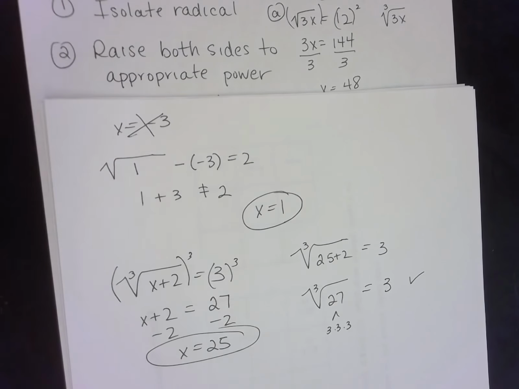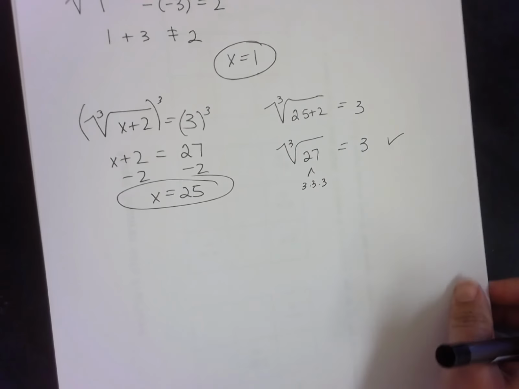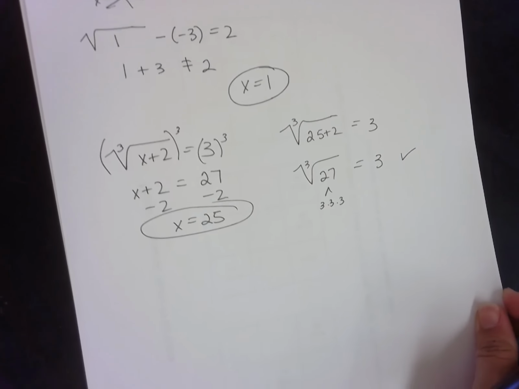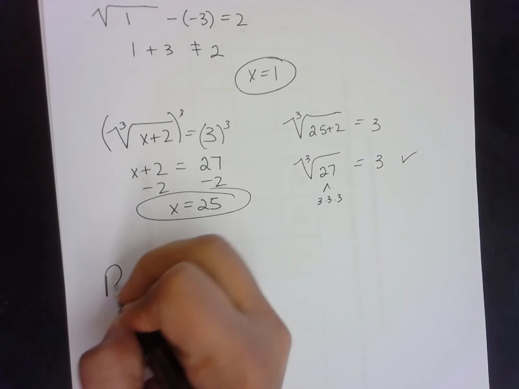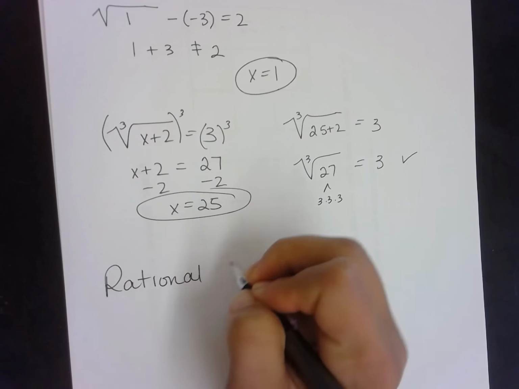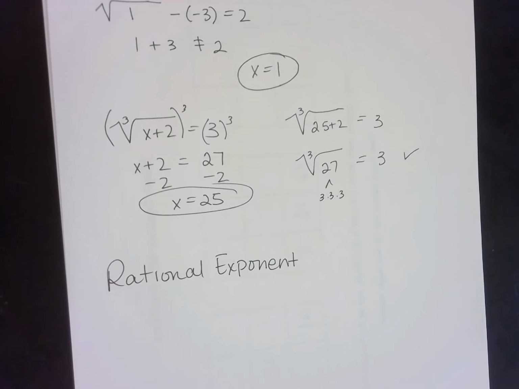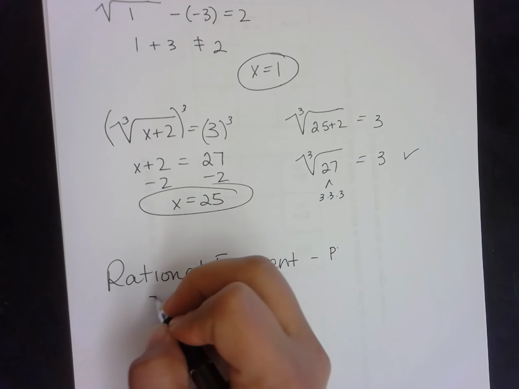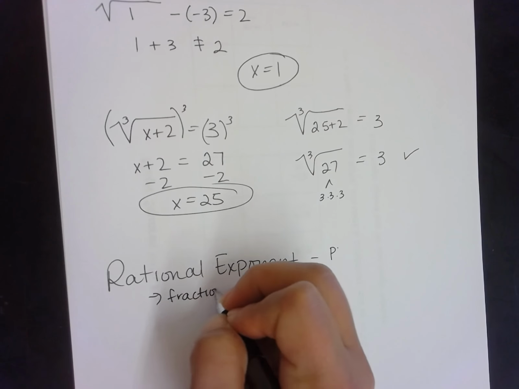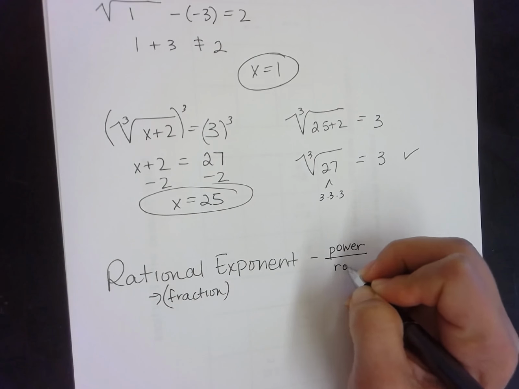All right, so these are how we solve radical equations. Now, something else: sometimes our radical equations are in a different form, and a lot of times when we see them, they look a little bit different. So we're going to talk about rational exponents. A rational exponent is another way that we usually write the different types of roots. Rational means that it should be written as a fraction, and the way that our fraction works is we have the power over the root.